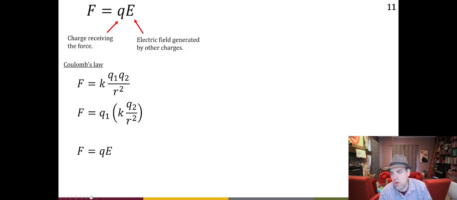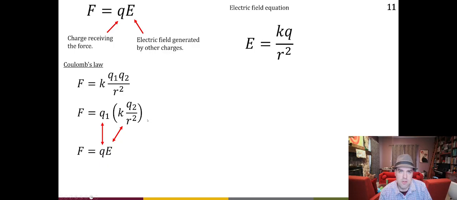So I'm going to bring Q1 out front. I'm going to add some parentheses here around K Q2 over R squared, which is what is left. And if you notice, there's some similarities here between Coulomb's law and our F equals QE equation. Well, these Q's are in the same spot, and you notice how the electric field is in the spot of K Q2 over R squared. And so this is going to be our equation for an electric field. E equals KQ over R squared.